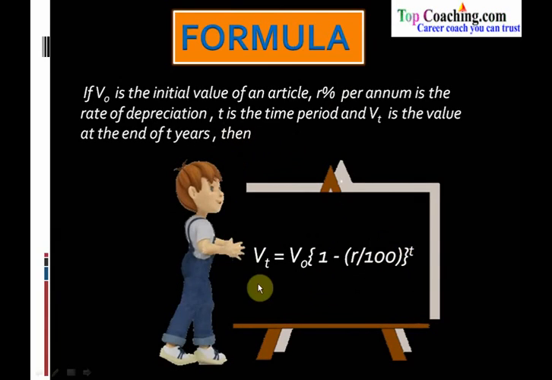Here VT is the value at the end of T years, V0 is the initial value of the article, R is the rate of depreciation, and T is the time period. So this formula helps us to calculate the value of an article at the end of T years. VT is given by the formula V0 into (1 minus R by 100) to the power of T.